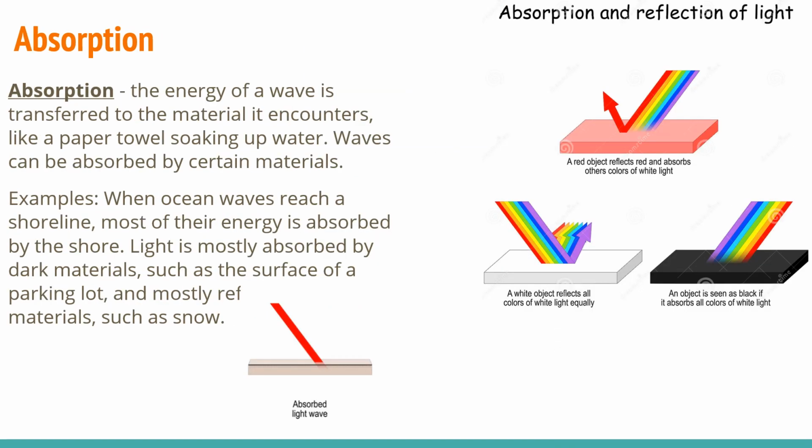Absorption. Absorption is the energy of a wave that is transferred to the material it encounters. Like a paper towel soaking up water, waves can be absorbed by certain materials. An example: when ocean waves reach a shoreline, most of their energy is absorbed by the shore. Light is mostly absorbed by dark materials, such as the surface of a parking lot, and mostly reflected by lighter materials, such as snow.